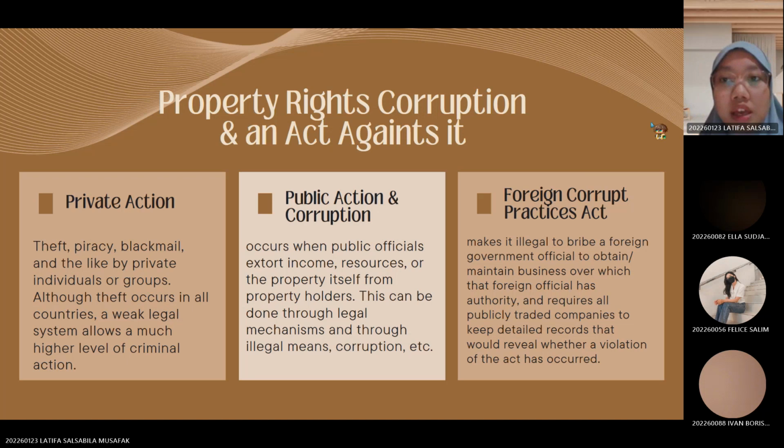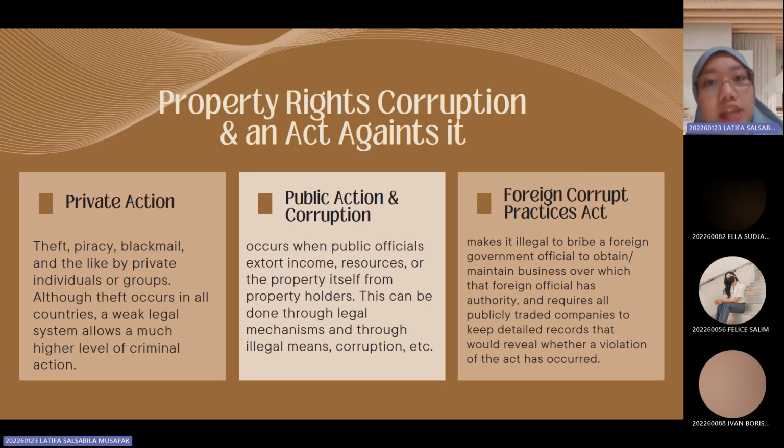And then we are also going to talk about public action and corruption. Property rights, when they are corrupted, can be corrupted in two ways. Private action is by individuals or by groups. It can be a group such as the mafia in Italy or the yakuza in Japan.